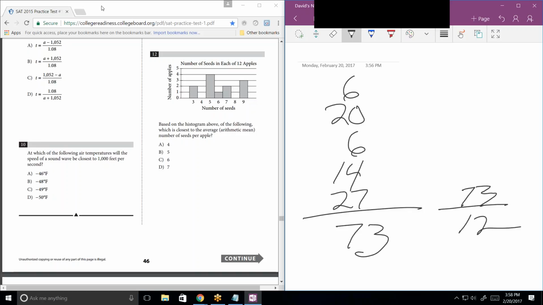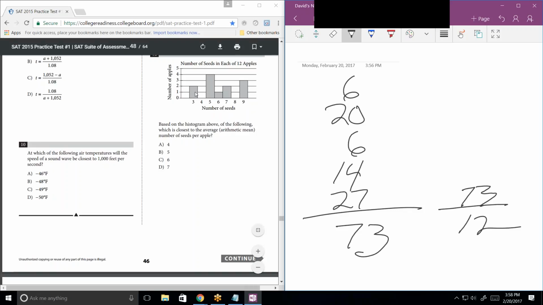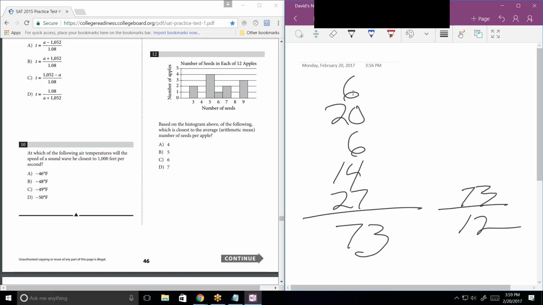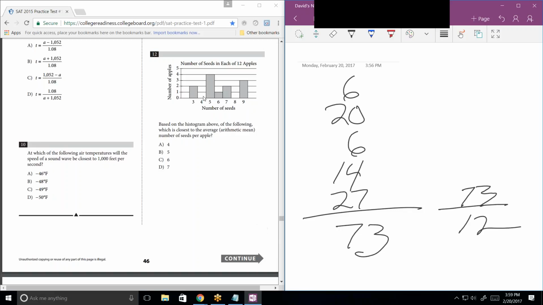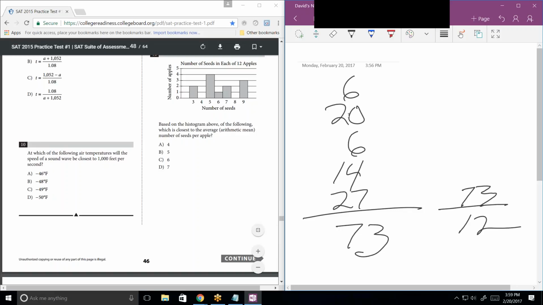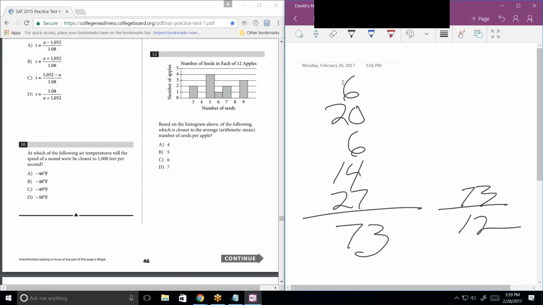Yeah. In other words, there's 2 apples that have 3 seeds. So that's 6. There's no apples that have 4 seeds. But there are 4 apples that have 5 seeds. That's 20. So this list of numbers that I have over here is your total number of seeds. And we get 73 seeds.